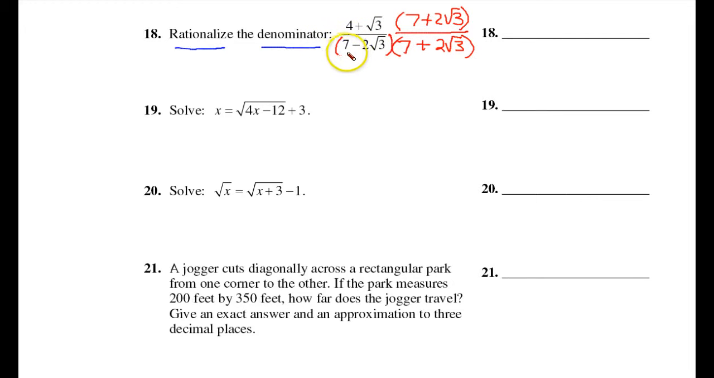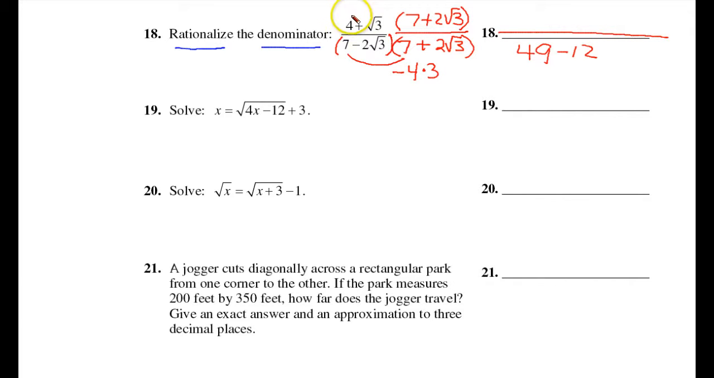So watch what happens as we FOIL. This times this is 49. And then a negative 2 times a positive 2 will be a negative 4. Square root of 3 times the square root of 3 is the square root of 9, which is 3. So this becomes then a negative 12. We'll leave it like that for a moment.